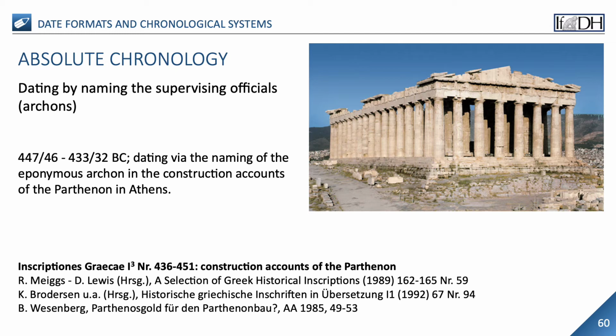In public building projects in Athens, for example, the building materials were precisely accounted for each year, and for the Parthenon, these construction accounts have been preserved for us. Thus, we are not only able to place the construction of the Parthenon between 447 to 446 and 433 to 432 BC, but can even date individual parts, such as the frieze or the pediment figures, more precisely.